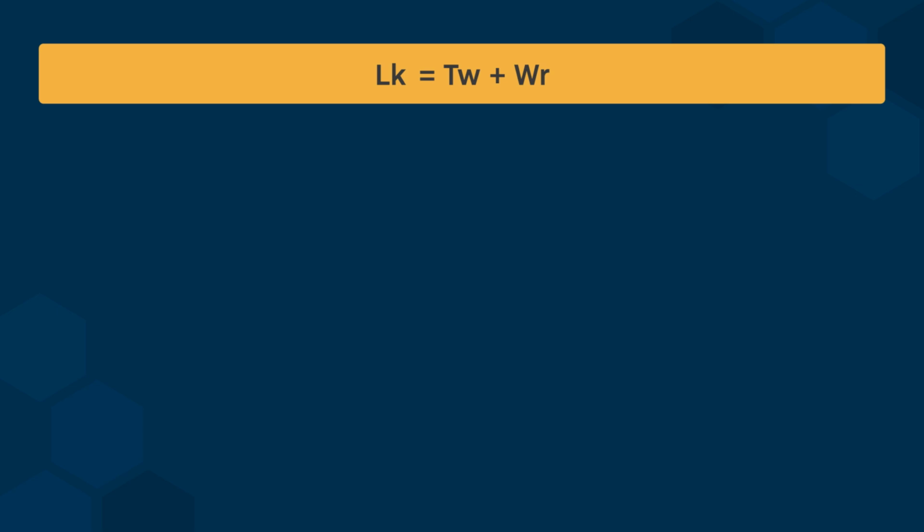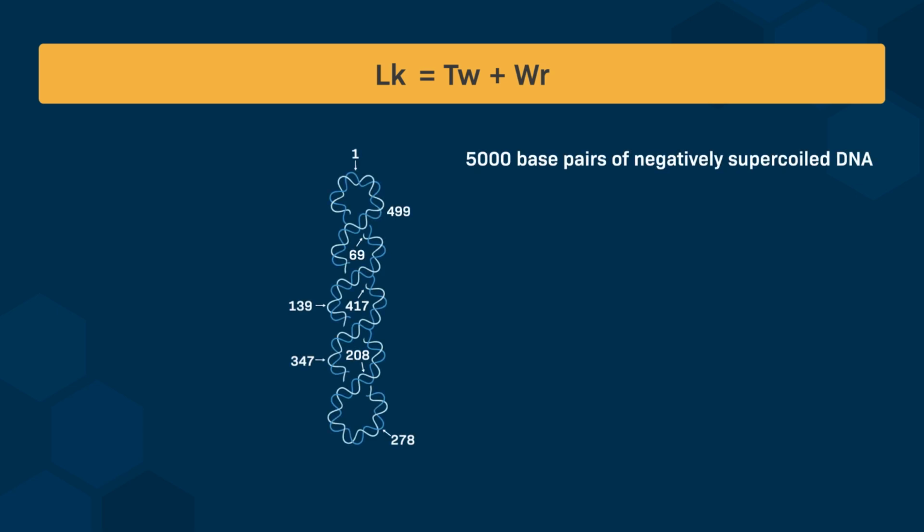For example, in a circular molecule with 5,000 base pairs, if the twist number is 500, which is calculated with 10 base pairs per turn, there are 4 negative supercoils. Consequently, the linking number for this supercoiled circular DNA molecule will be 496.